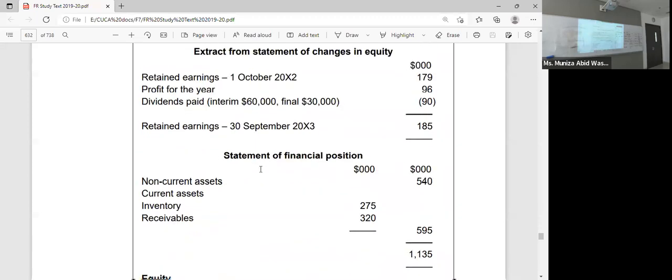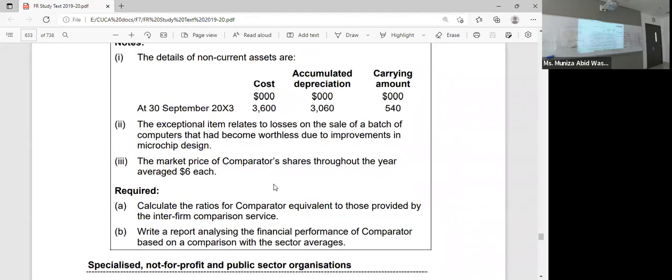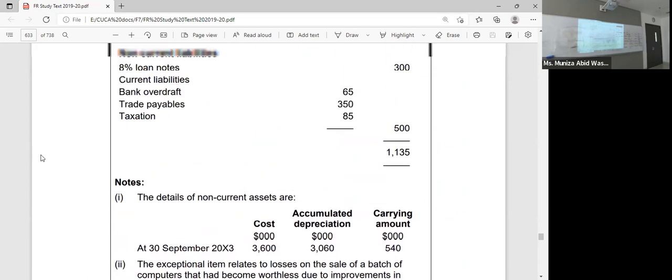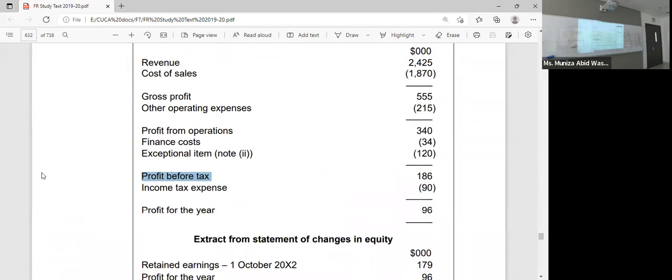Exceptional items, note 2, is being given. Let's see what is written in note 2. They say the exceptional items relate to the losses on the sales of a batch of computers that had become worthless due to improvements in microchip design. Now this is the loss on the disposal of non-current assets. So are you going to add them also in order to calculate the profit before interest and tax? Yes, students, you are going to add them.